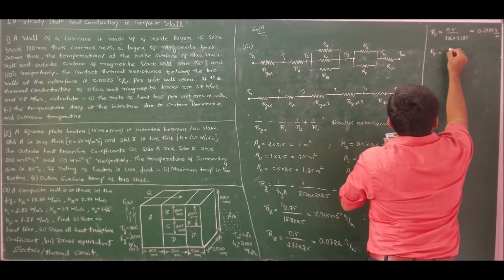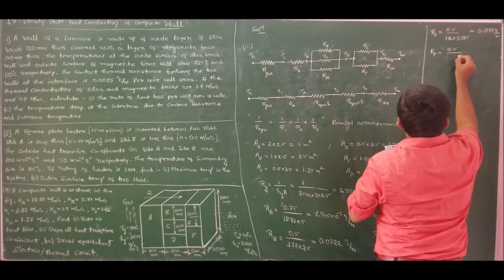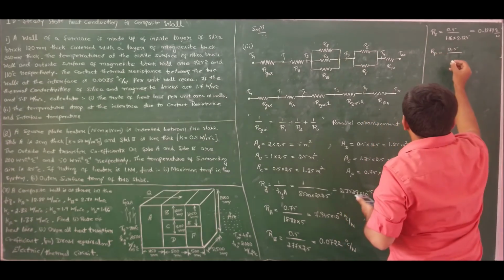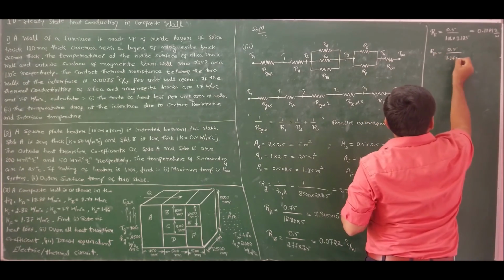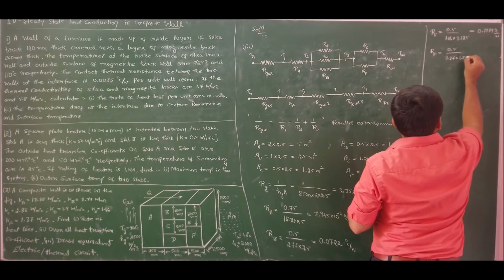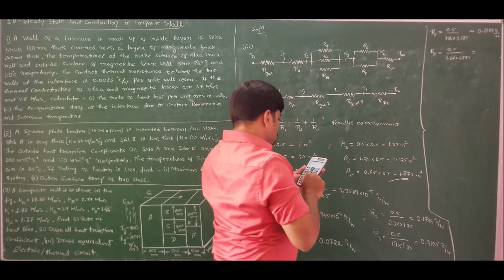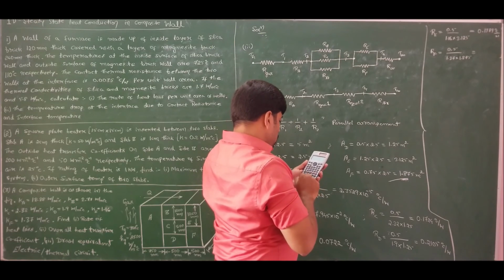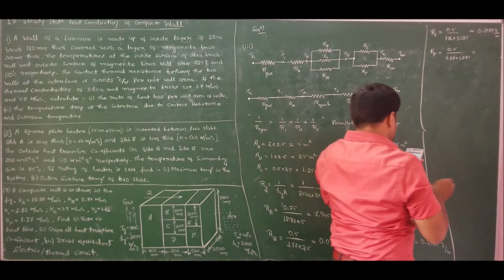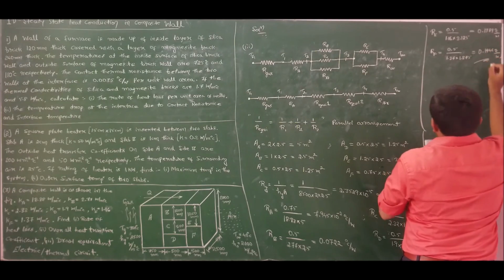Finally, RF is 0.5 divided by K, which is 1.37, into area of F, which is 1.875. That is 0.5 divided by 1.37 into 1.875, which is 0.1946 degree Celsius per watt.